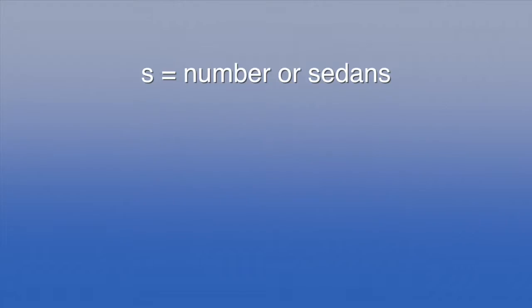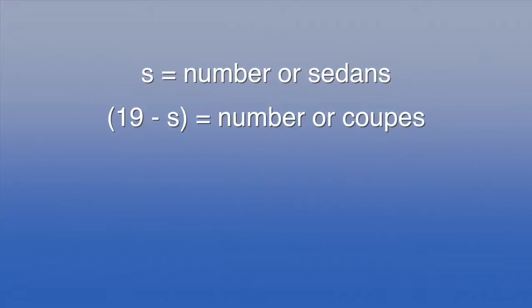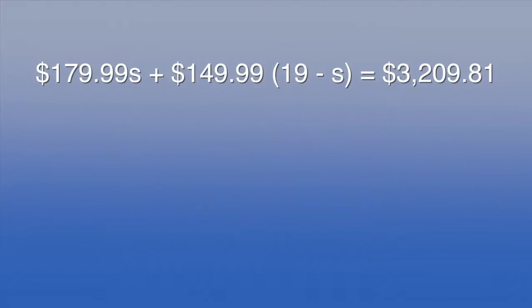Well, if we let S equal the number of 4-door sedans serviced, then 19 minus S equals the number of 2-door coupes serviced. And so now we can write an equation to figure out exactly what we need to know. So we just plug in the numbers now. We know $179.99 times S, which is the number of sedans, plus $149.99 times the quantity 19 minus S has got to equal $3,209.81. Now we solve for S.